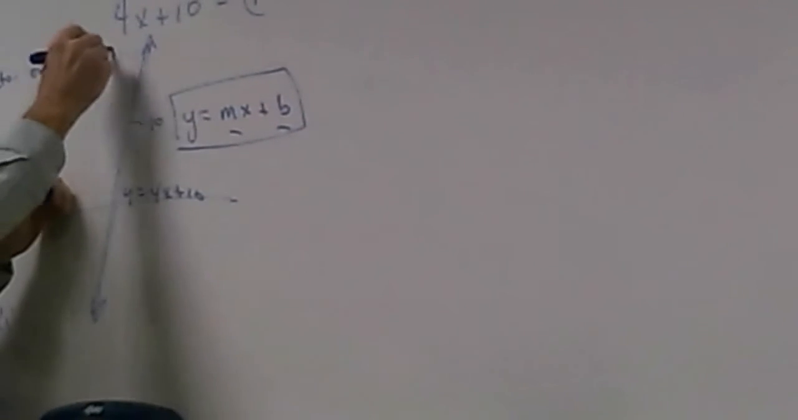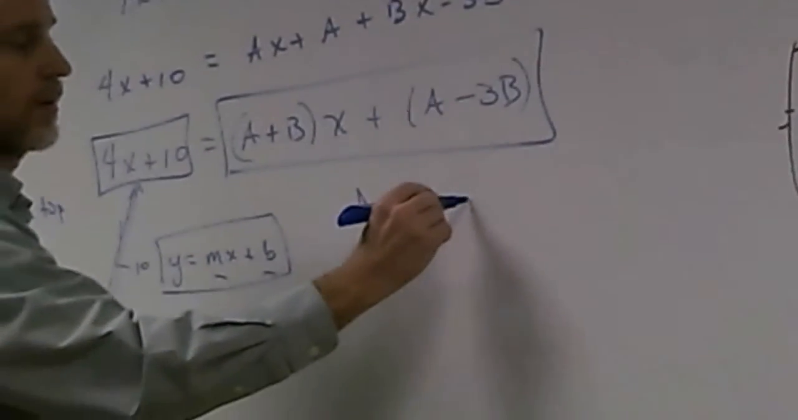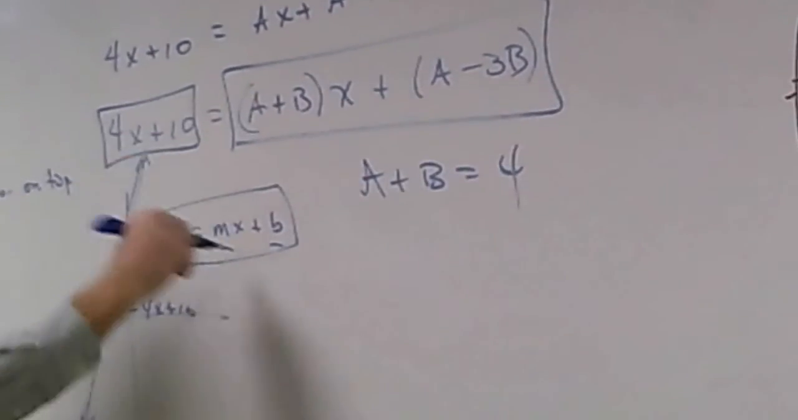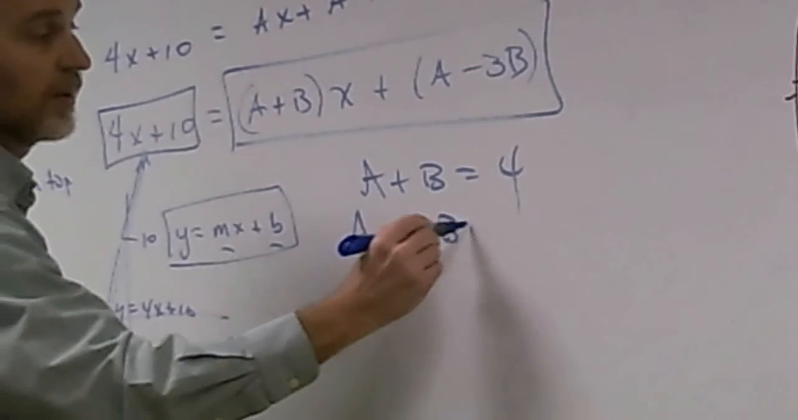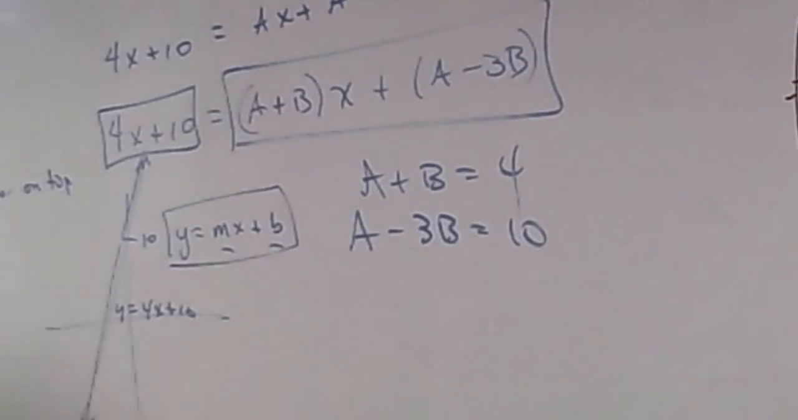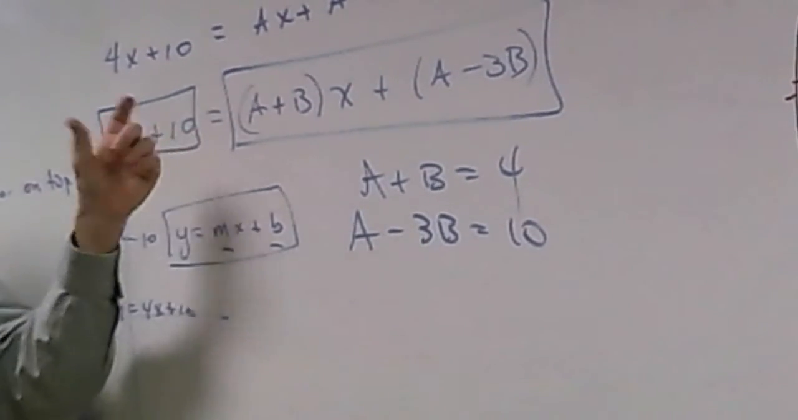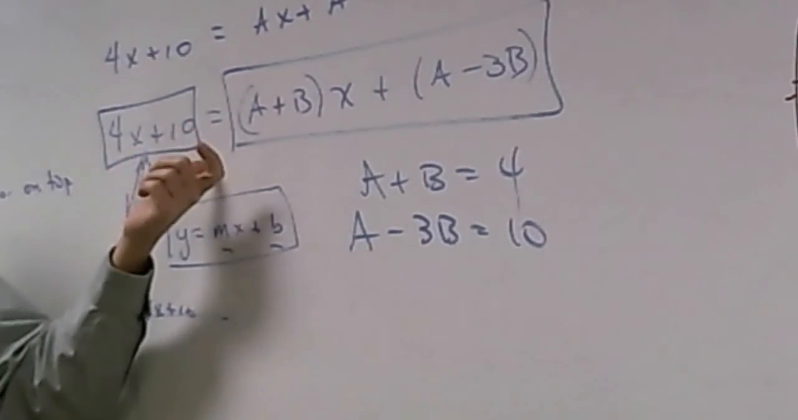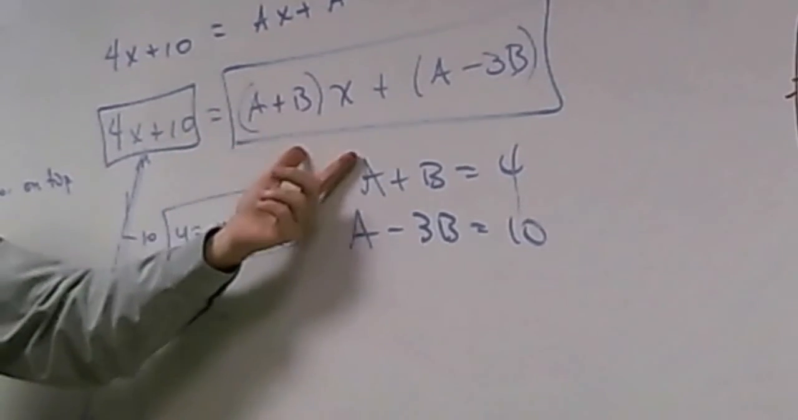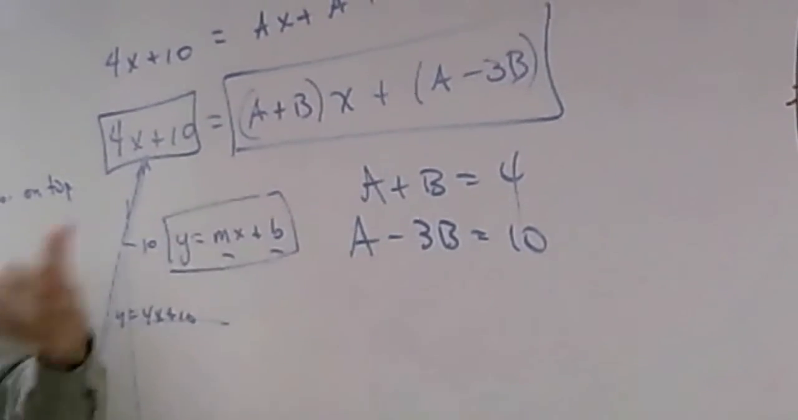Okay, well, you have this line equal to this line. They're the same line, then what does A plus B equal? 4. What does A minus 3B equal? 10, because they have to be the same line. If they were a parabola, if there was a 6x squared out front, you'd have a coefficient for x squared on this side and a coefficient on the other, and they have to agree.